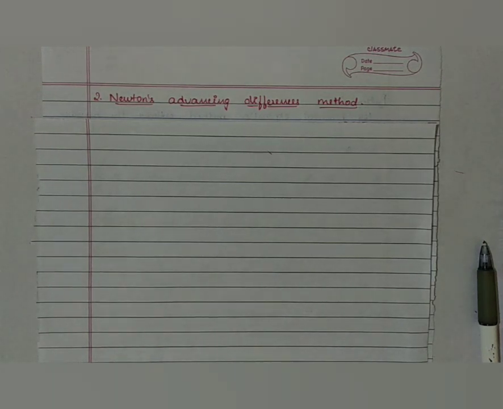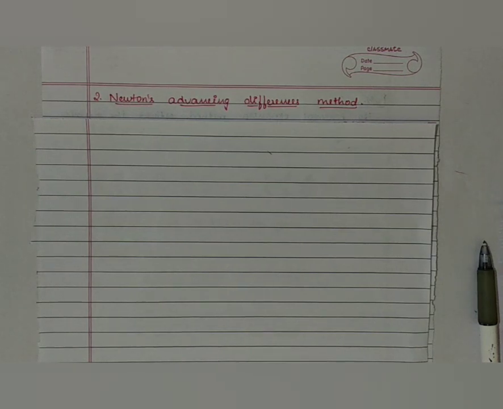Okay, in the last session we studied the binomial expansion method. If we want to recall what we studied there, using that method we can find out the missing figures, but the values of y should be within the given range, isn't it? And to find out the value of missing figures, we used Pascal's triangle there.